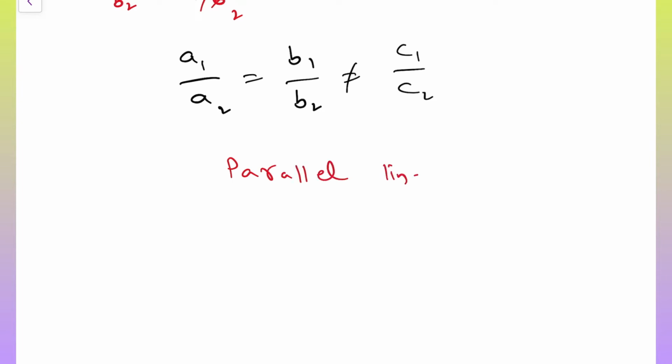Parallel lines means those lines won't touch each other at all, right? So they will have no solution. If they have no solutions, that is an inconsistent pair.